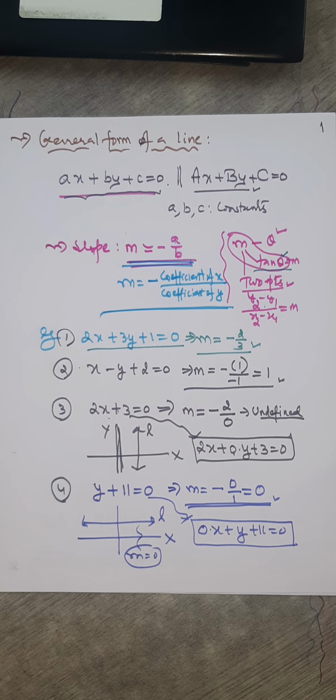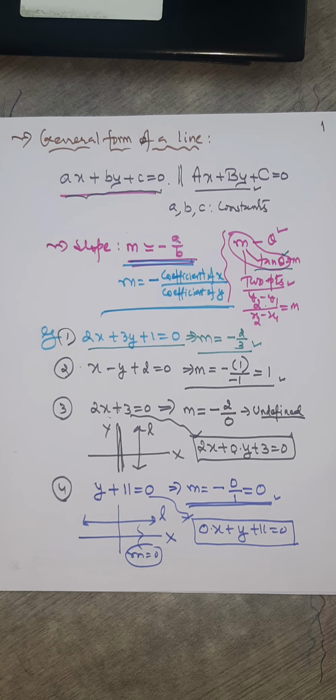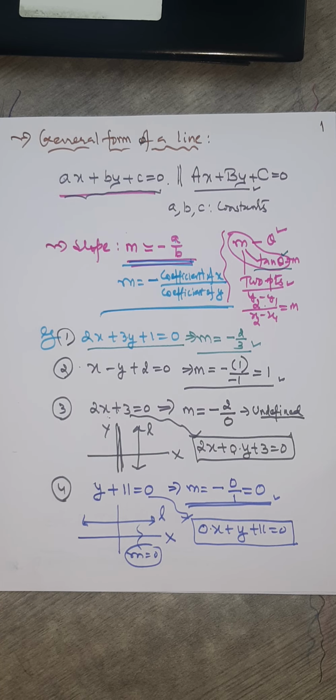So now keep in your mind there are three ways to get the slope: one by theta, one by 2 points, and one more by the equation. How many ways are there to get the slope? One by the angle theta, that is tan theta, where theta is the angle with the positive direction of the x-axis.